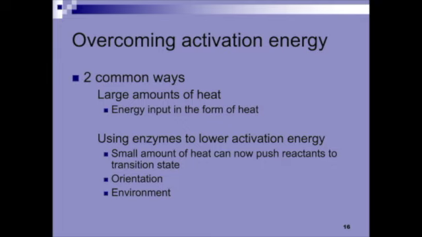So how do we overcome it? If we need to overcome activation energy, how do we overcome the need for energy to be input into a system? Well, the two most common ways is to add heat, lots of heat, or using some kind of catalyst. In our case, in cells, we use enzymes. So enzymes are the most common way that we lower activation energy in cellular processes. We definitely don't use heat. That cooks things. We don't want to cook things.